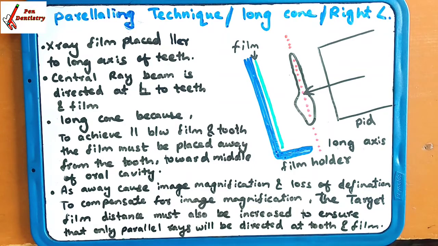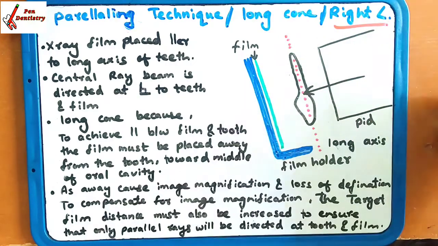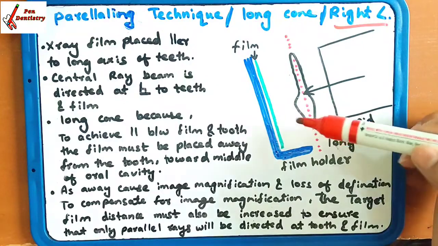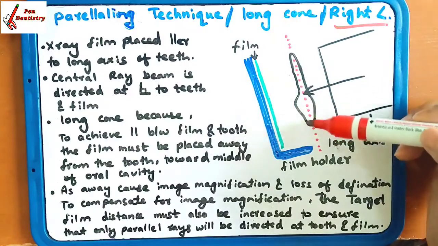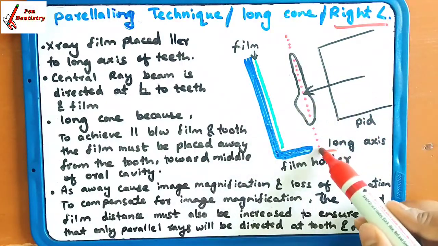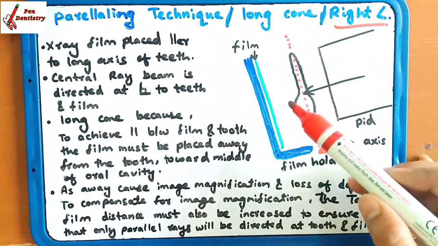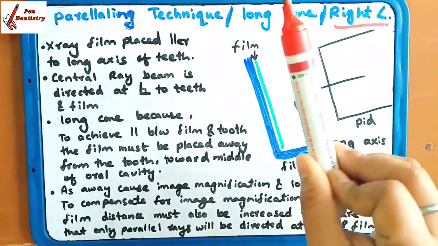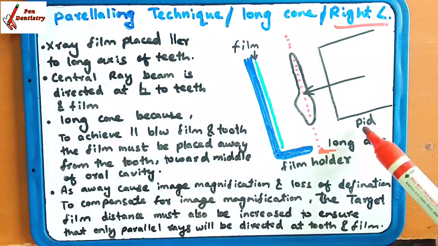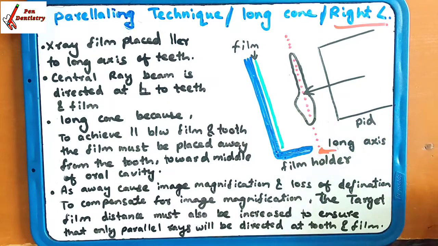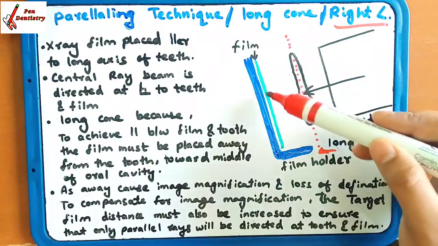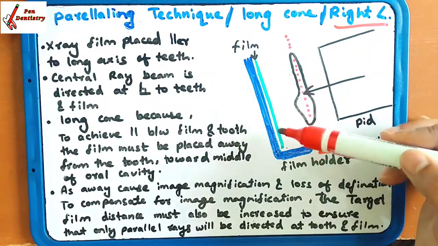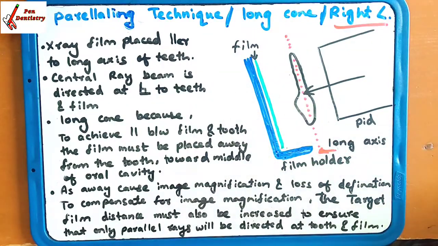Technique: long cone or right angle technique. In this technique, the image is formed on the film and the film is placed parallel to the long axis of the tooth. This is the long axis of the tooth. The film is placed parallel. Both are placed parallel, and the source and the PID are placed parallel, so the image will be formed directly on the film by the parallel technique.